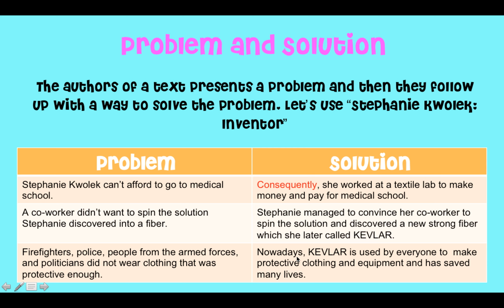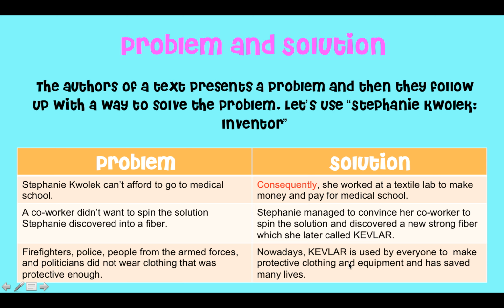So nowadays, in modern times, Kevlar is used by everyone, like firefighters, police, people from the armed forces, politicians, to make protective clothing and equipment, and it has saved many lives. So that was the solution to that problem, right? The problem that these very important people were not being protected enough because of their clothing.